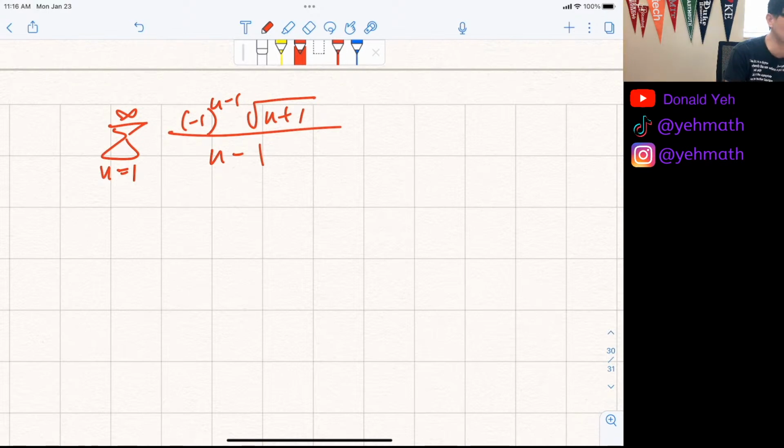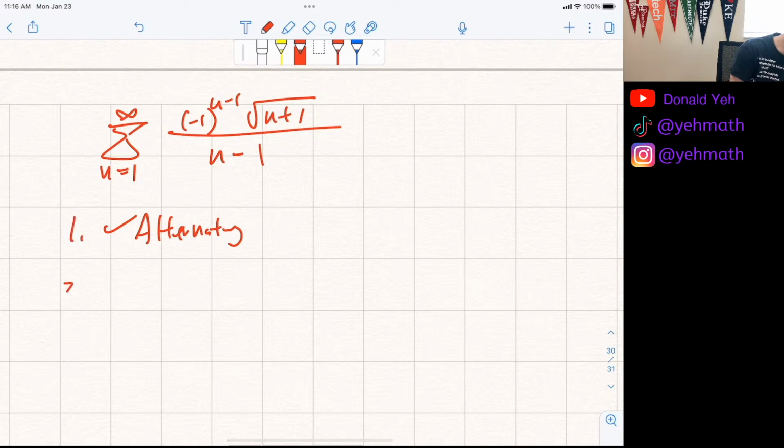Okay, so is this alternating? Yes. Okay, so this is easy to test. So the second one is the limit as n approaches infinity of square root of n plus 1 over n minus 1, which is equal to 0. Yes. So the second condition passes.